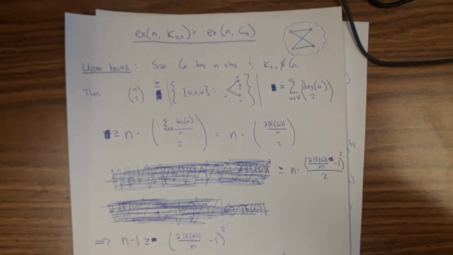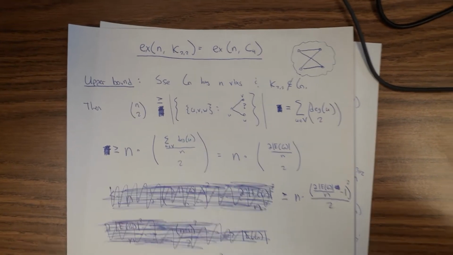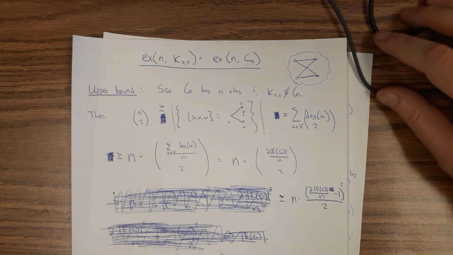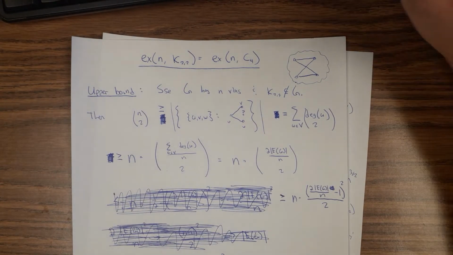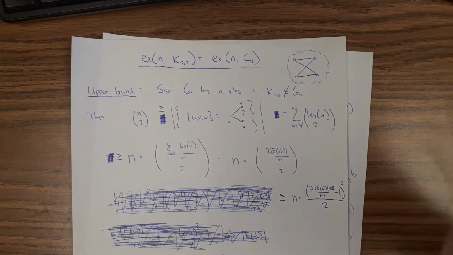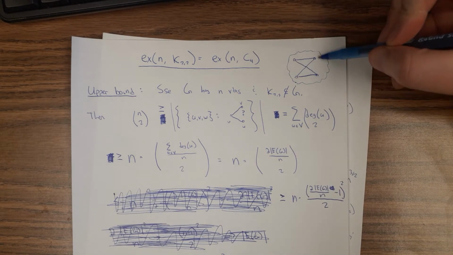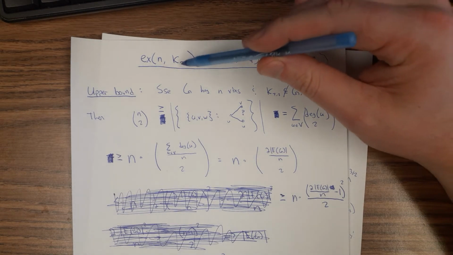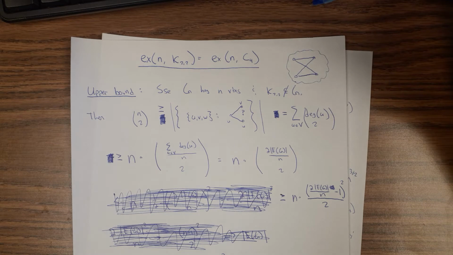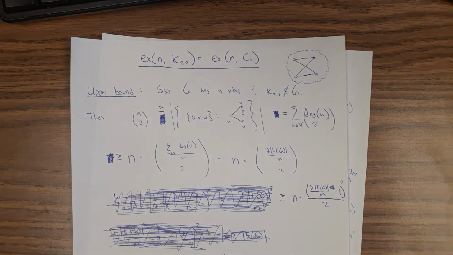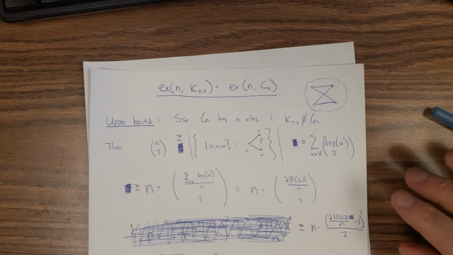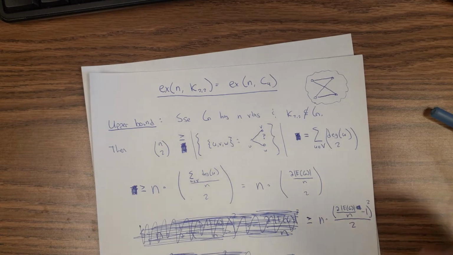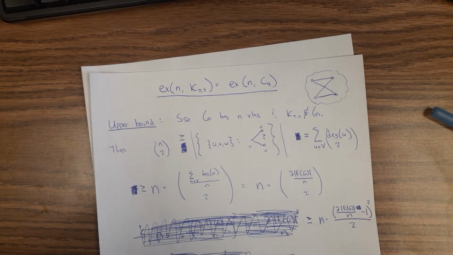Okay, so let's talk about the extremal number of K_{2,2}, which of course is the same graph as C4. We're talking about this graph, and this is a 4-cycle. It's just kind of twisted, right? So yes, these are the same graph. We're doing K_{2,2} here, in the context of complete bipartite graphs, which we've been talking about.